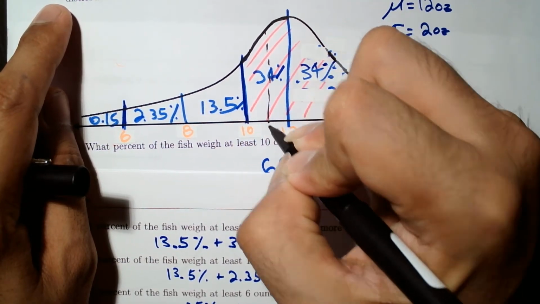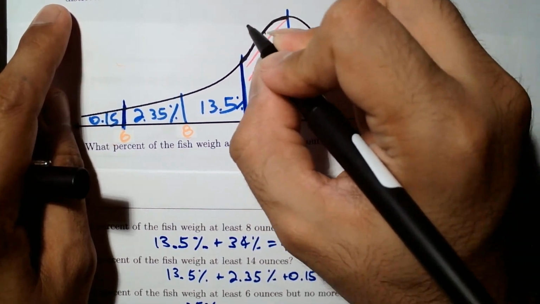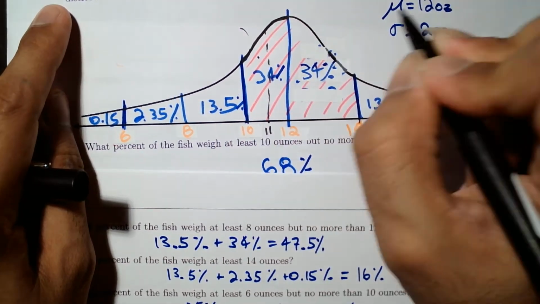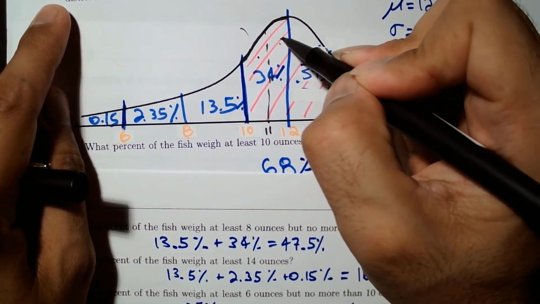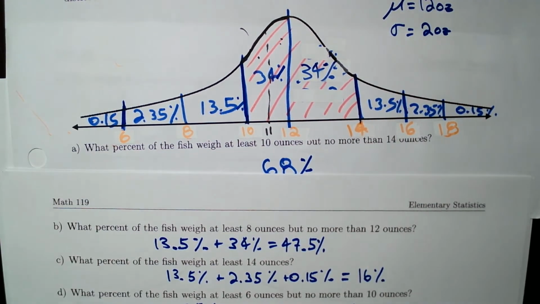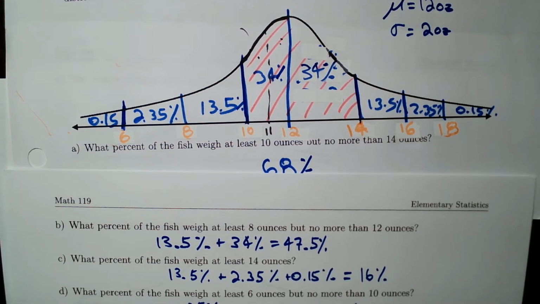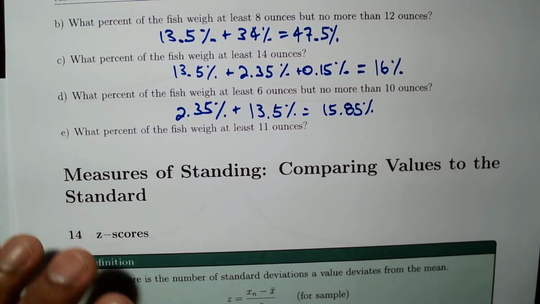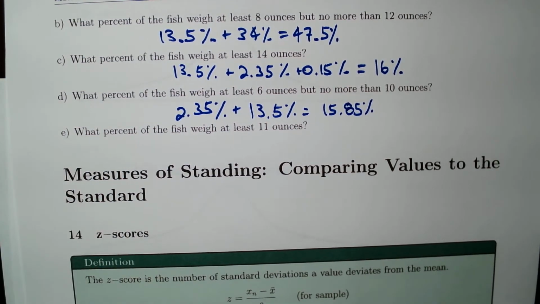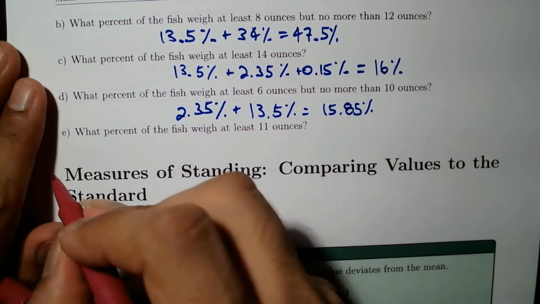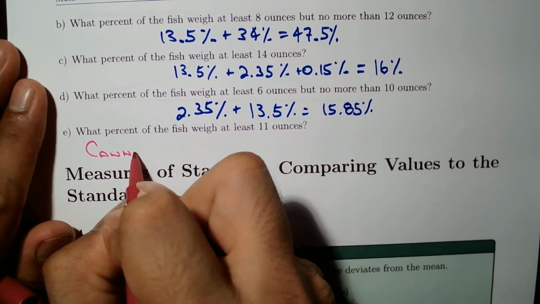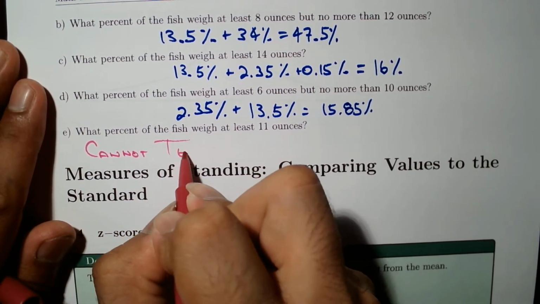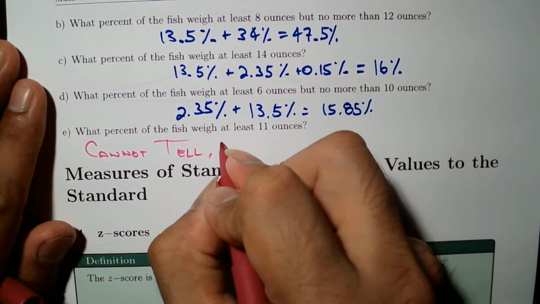This right here, which corresponds to 11, this is not half, and this is not the other half. This is larger area than this larger area, so we cannot tell in that case what the percent is going to be. So the answer here is cannot tell, but we will know.